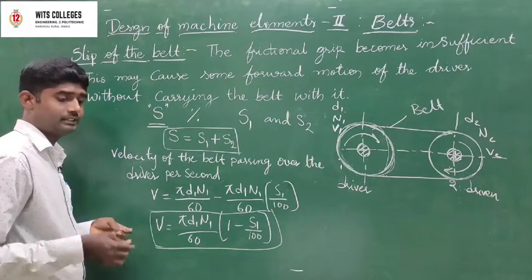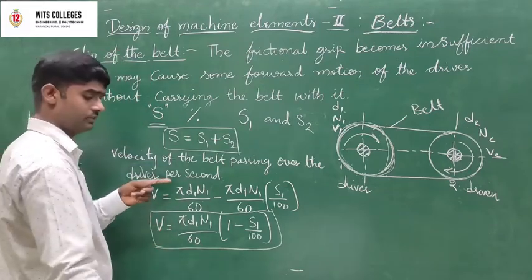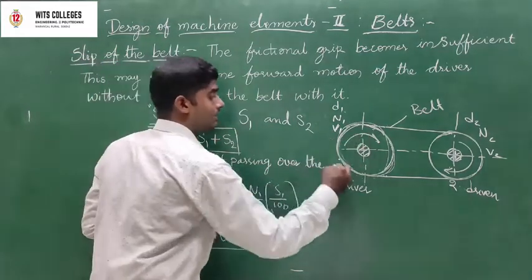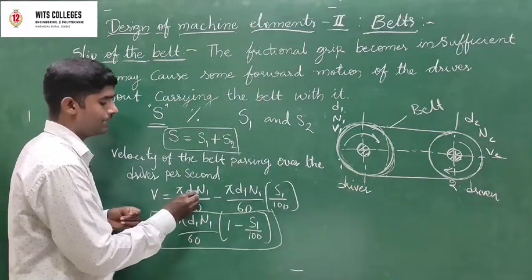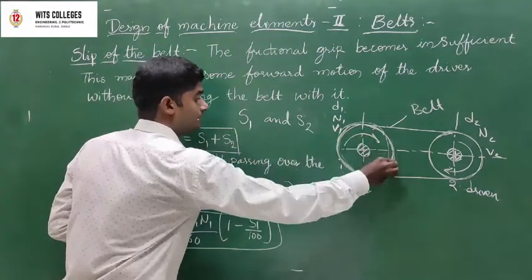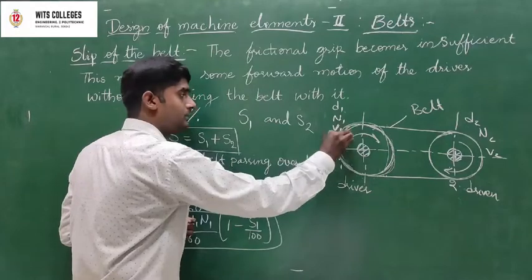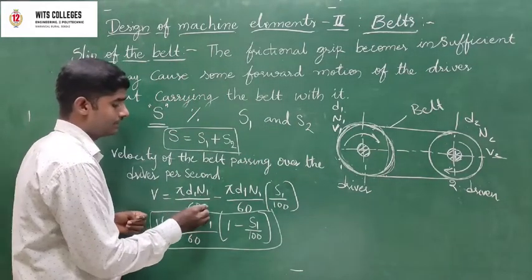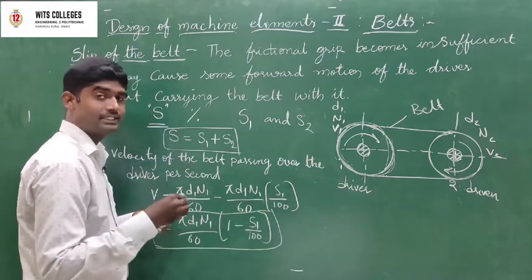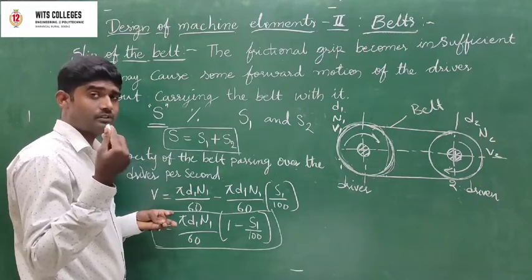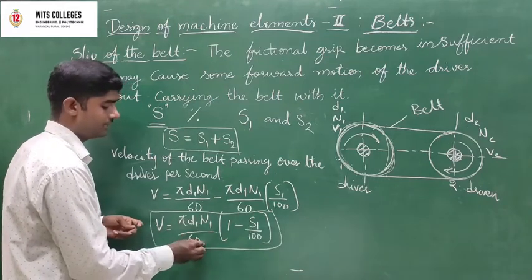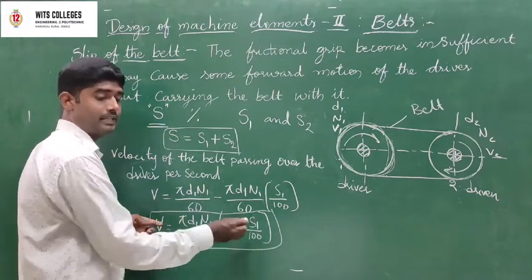Again, velocity of the belt passing over the driver per second, over the driver only: V is equal to pi D1 N1 by 60, with only the driver pulley diameter and speed, minus pi D1 N1 by 60 into the slip percentage converted into a number, S1 by 100. That's why V is equal to pi D1 N1 by 60 into 1 minus S1 by 100.